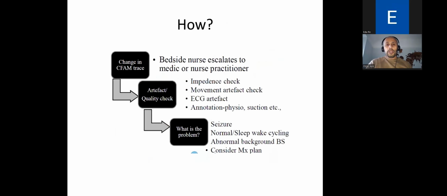Okay. So hopefully I've made an argument why CFAM should be one of the components that we monitor in neurointensive care. So how do we do it? How do we go about actually monitoring this patient?